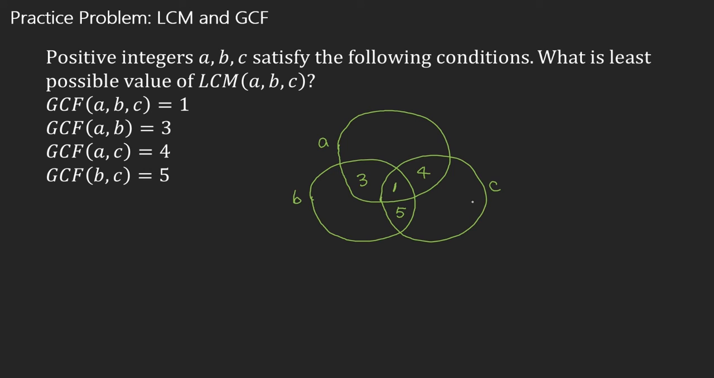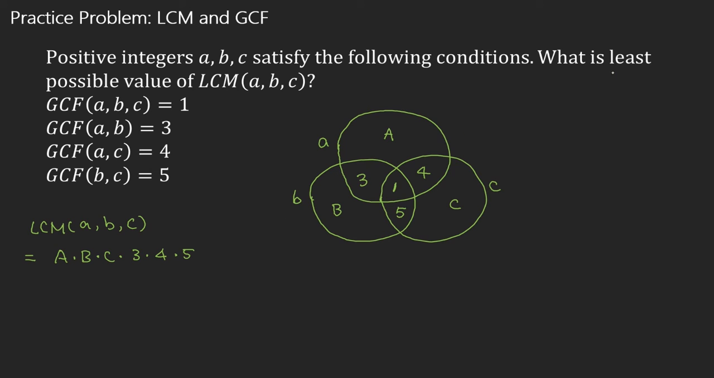Now for A, B, and C, they each will have some prime factors that are unique to them. And let's denote that with capital A for A, and capital B for B, and capital C for C. So we have completed our Venn diagram. So from our Venn diagram, the LCM of all three numbers is essentially all of them multiplied together. And that equals A multiplied by B multiplied by C multiplied by 3 multiplied by 4 multiplied by 5.